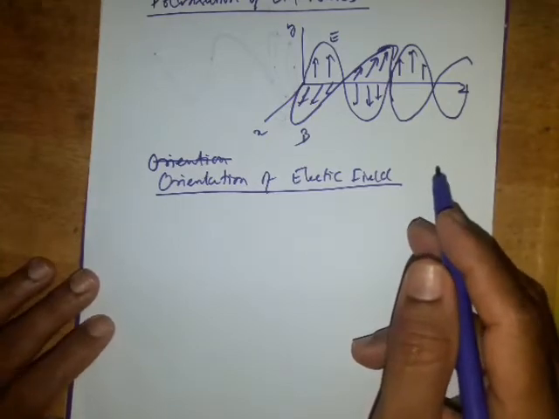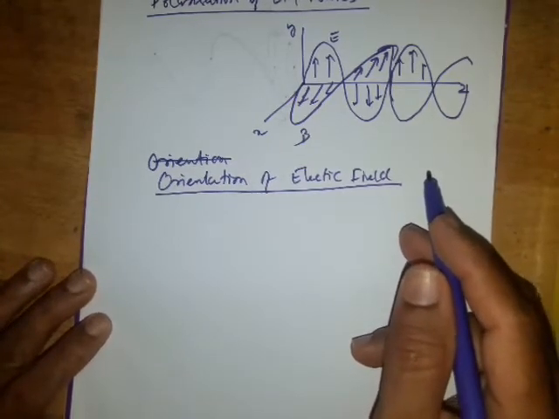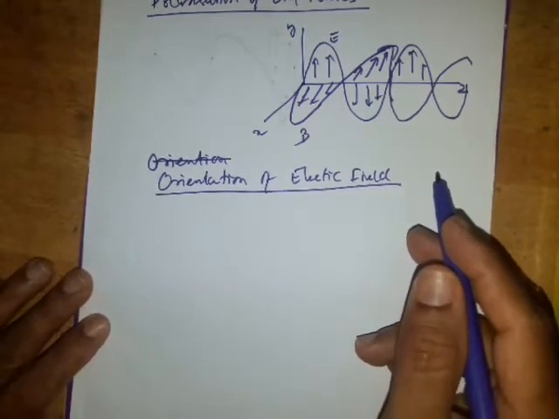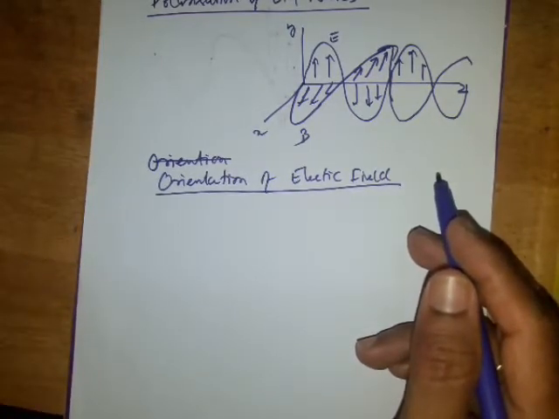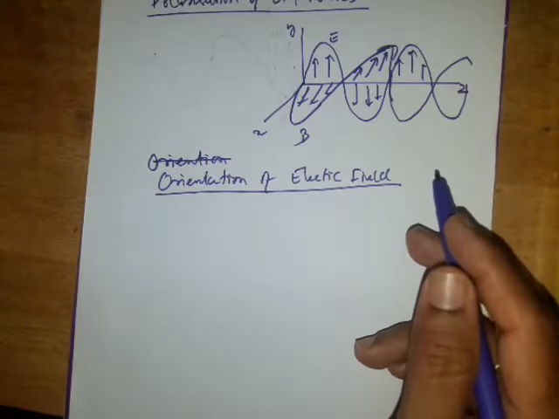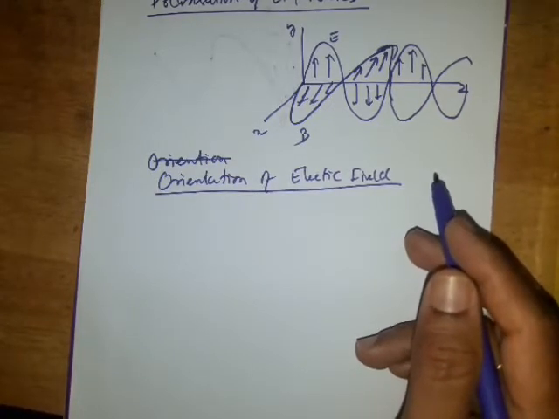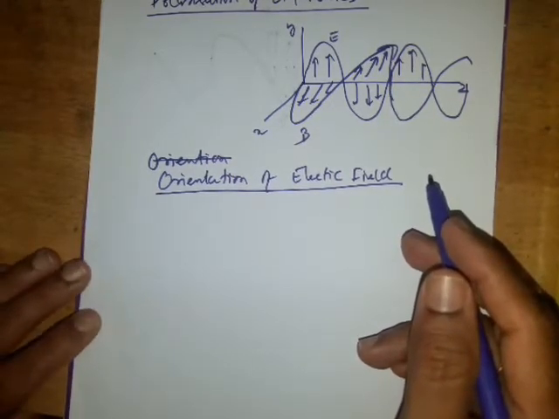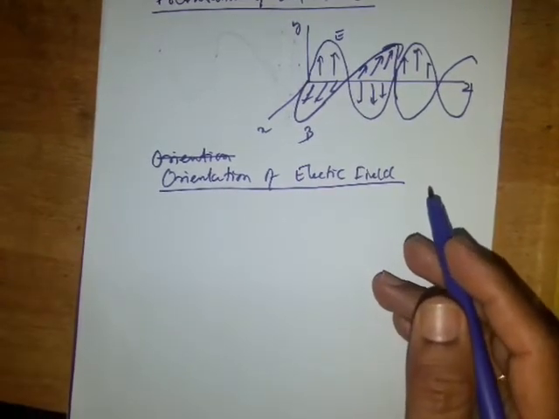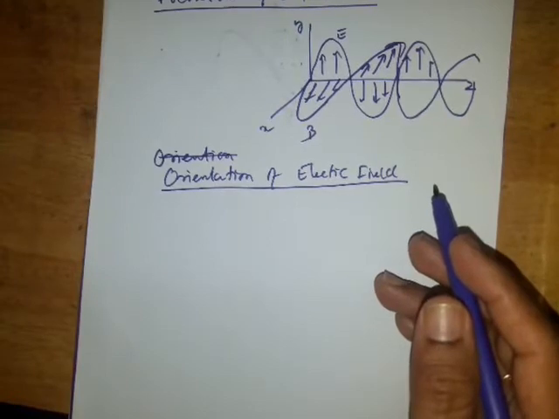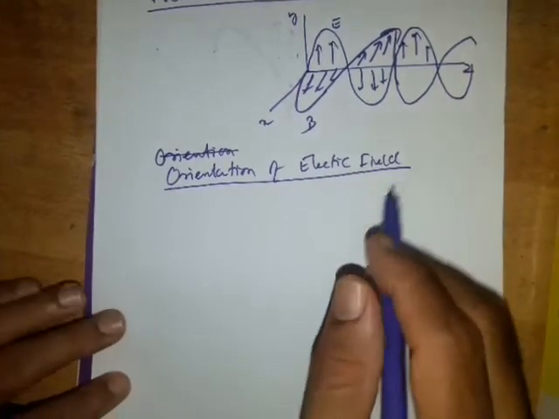It can be linear polarization, or it can be a circularly polarized electromagnetic wave, or it can be an elliptically polarized electromagnetic wave. So to start with, we'll discuss what is a linearly polarized electromagnetic wave. So what is linear polarization?